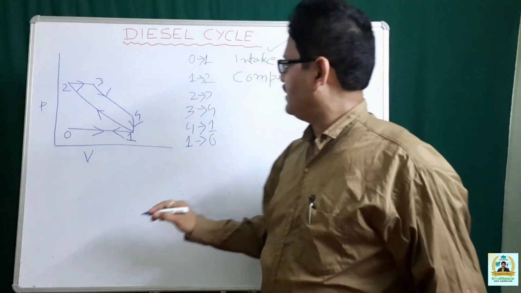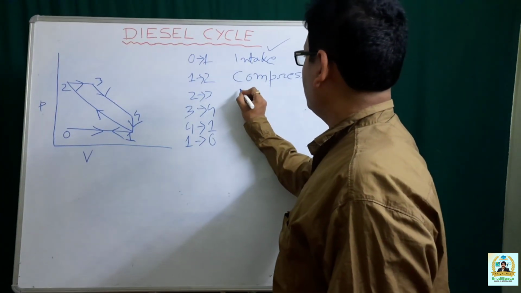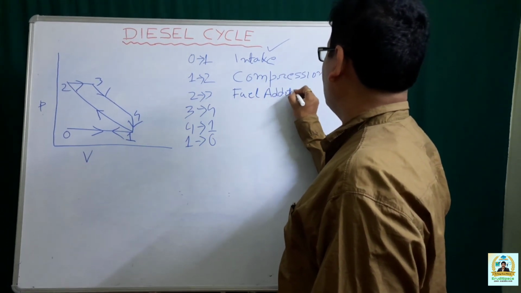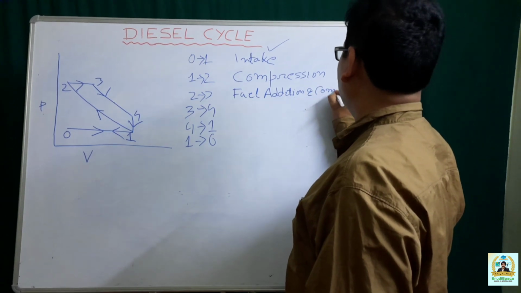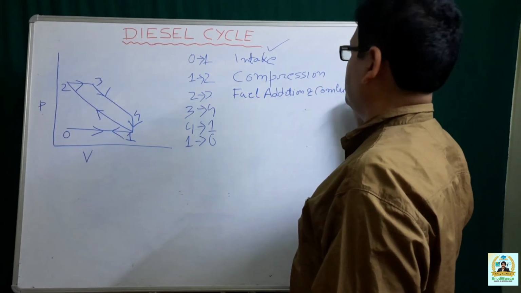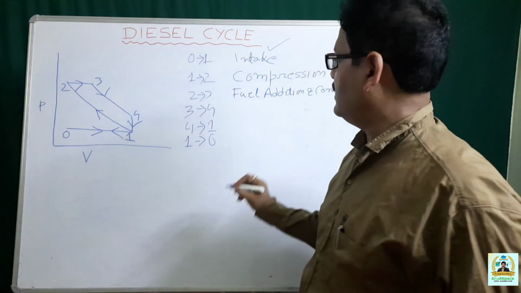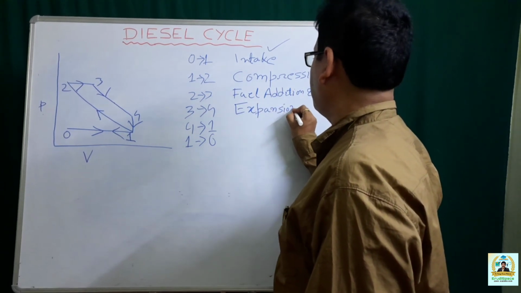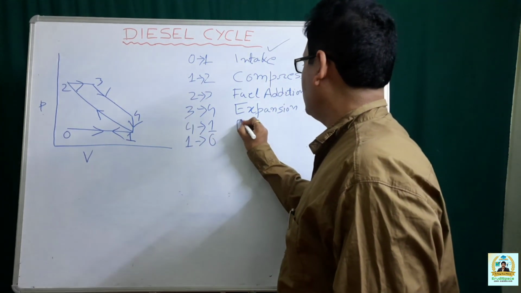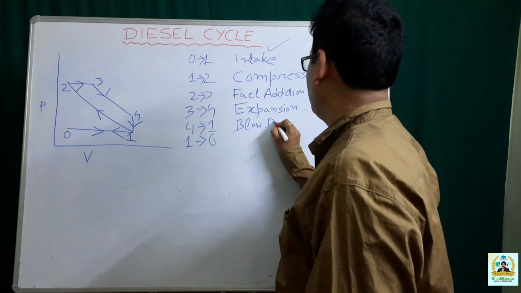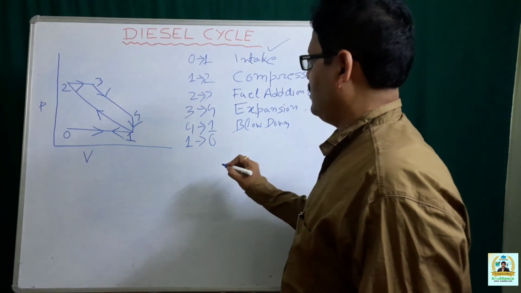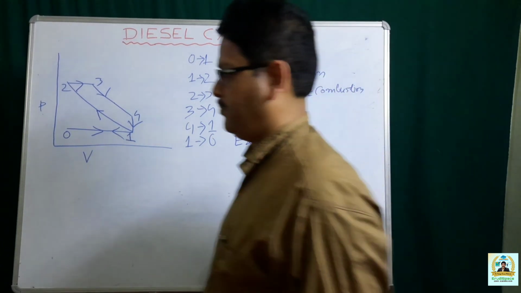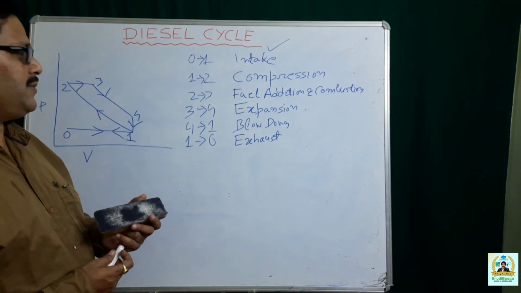2-3 represents fuel addition and combustion. 3-4 represents expansion. 4-1 represents blow down, and 1-0 represents exhaust. Now let us discuss the different mechanical processes.